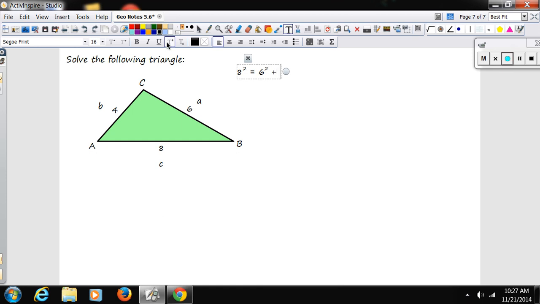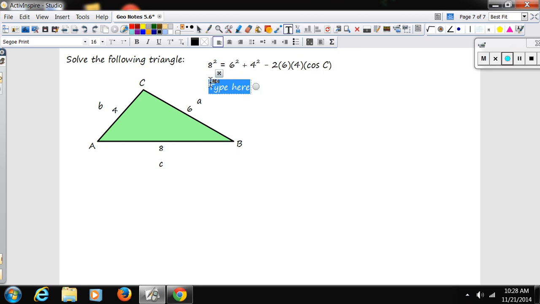Plus b squared would be 4 squared, minus 2 times 6 times 4 times the cosine of C. This time the cosine of C is what we don't have. We don't have angle C. So if we're going to look for an angle, again, in our calculator, we're going to need an inverse because we've got to find an angle. So we've got to put an inverse into our calculator.